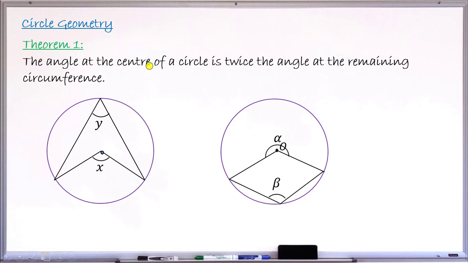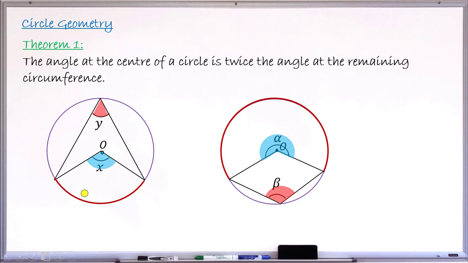So the theorem says if you have an arc, for example, like this one, look at it. This arc, you can see it in red. This arc now subtends this angle at the center of the circle, and that angle is colored blue, and it is now letter X. And that same arc also subtends another angle at the remaining circumference. So if you are considering this arc that I colored red, this will now be the remaining circumference.